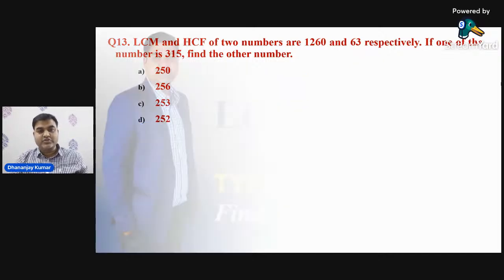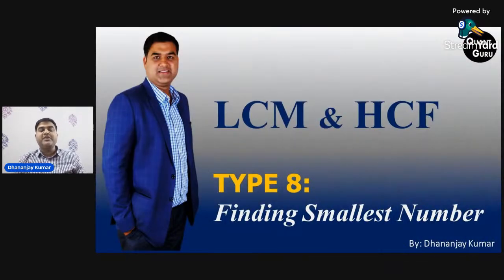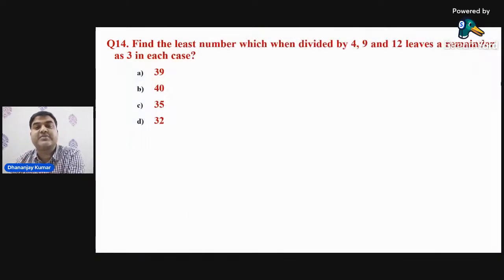Okay, let's go to the next question. The next question is type 8, finding the smallest number. How to find the smallest number using LCM and HCF. The question will sometimes be like this: find the least number which, when divided by 4, 9, and 12, leaves a remainder of 3 in each case.